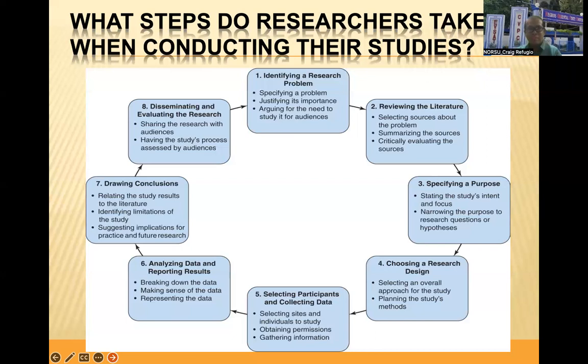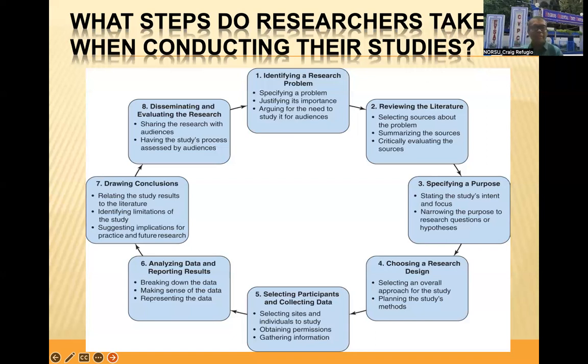Census is collecting data from all members of the population, and survey is collecting data from the sample. Number 6, analyzing data and reporting results.